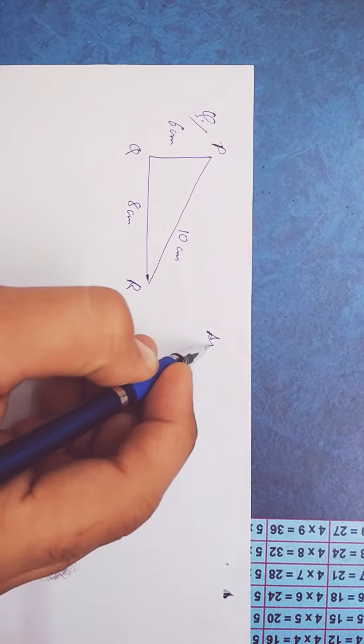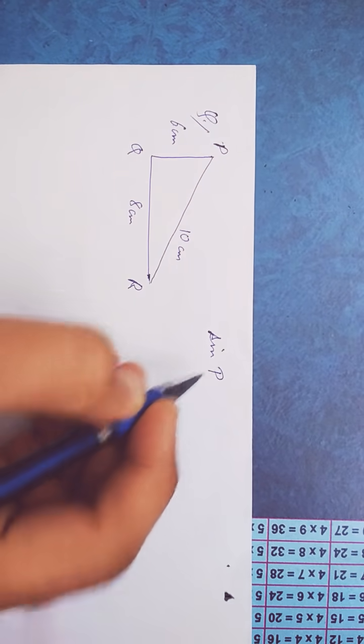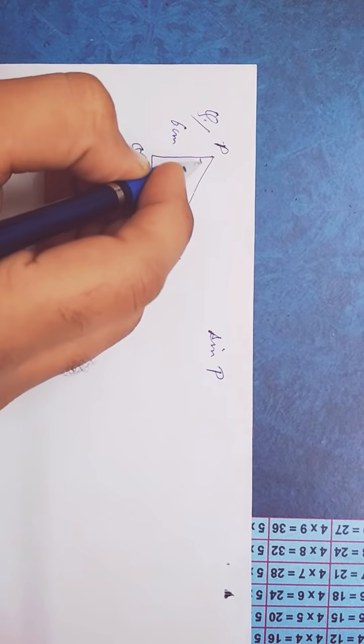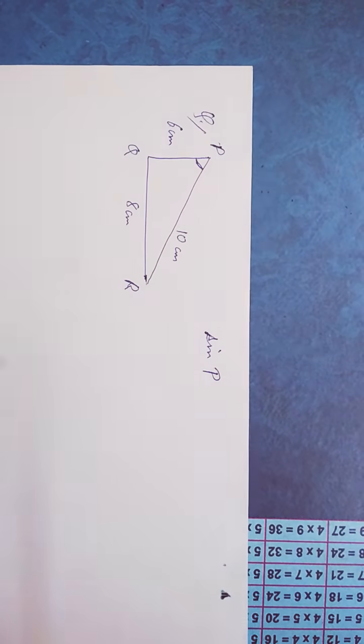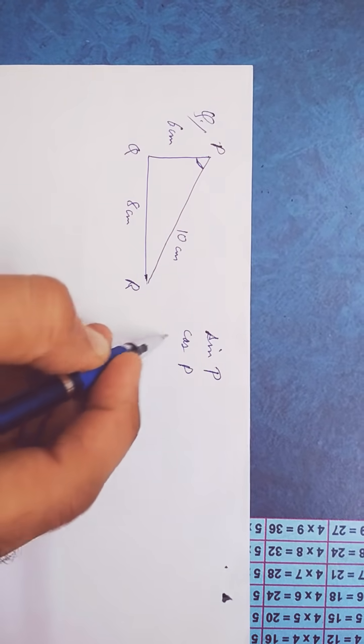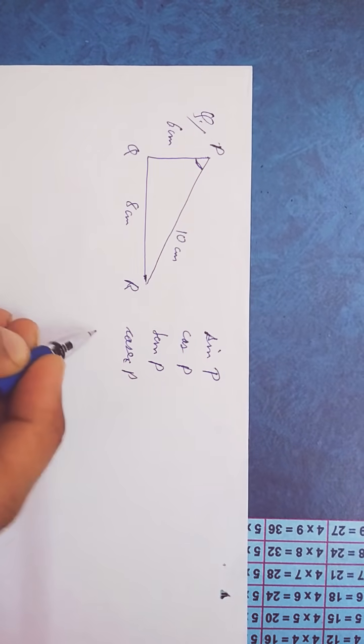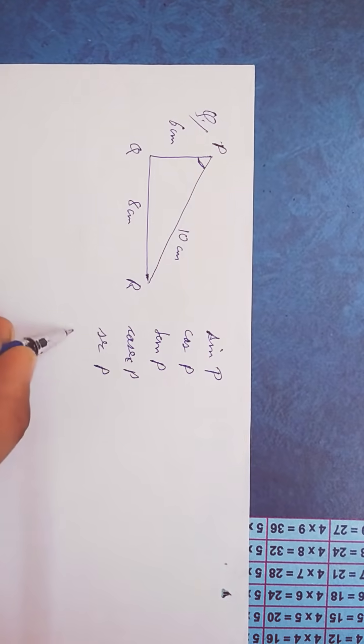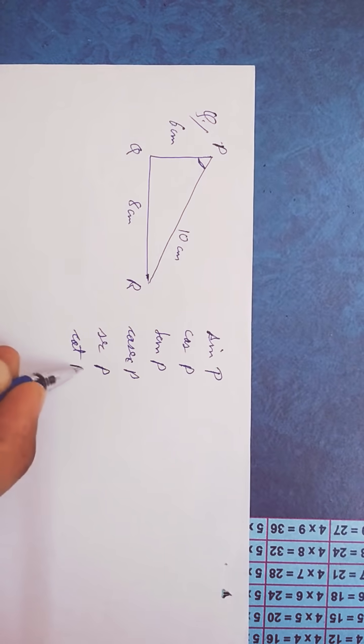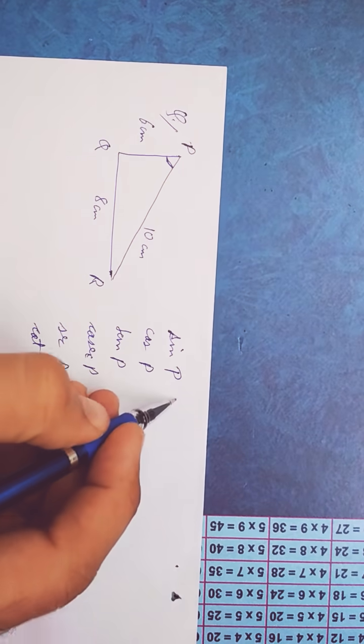And you have to find the values of sine P. So here P is our base angle. Sine P, then cos P, then tan P, cosec P, sec P, and cot P. Just for help, I would like to say the sine P.